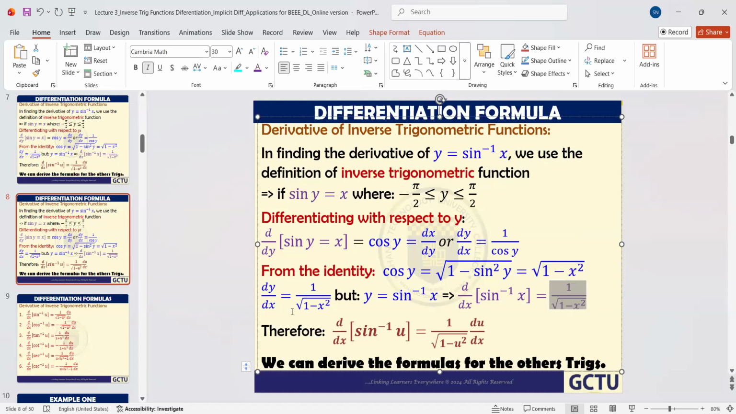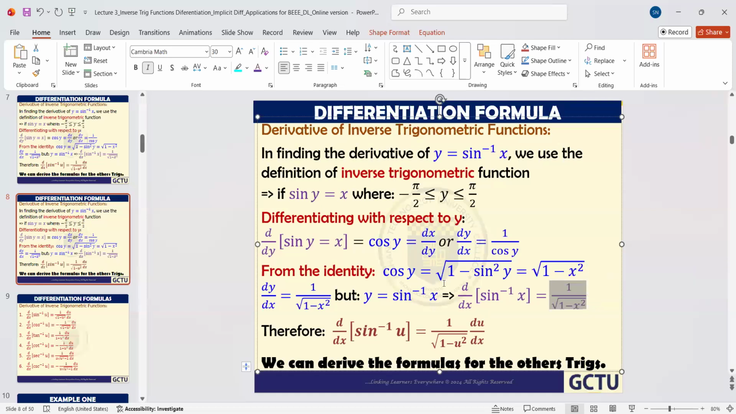Now, then we go back and look at the dy dx. So dy dx gives you 1 over square root of 1 minus x squared. But we already know that when you want to make y the subject, it gives you sine inverse of x. So if I differentiate this function that I have here with respect to x, the differential of sine inverse of x will simply give me 1 over square root of 1 minus x squared.